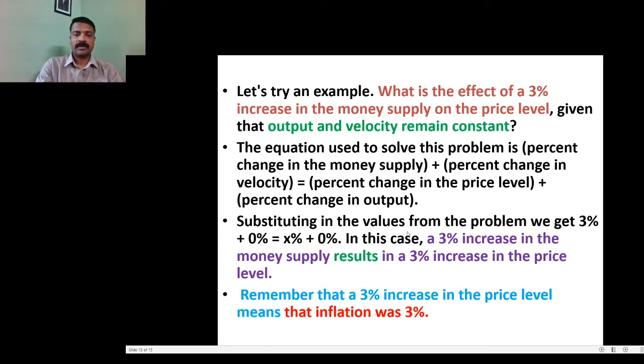The values to the problem, we got 3% plus 0 equals 3% plus 0. A 3% increase in the money supply results in a 3% increase in the price level.